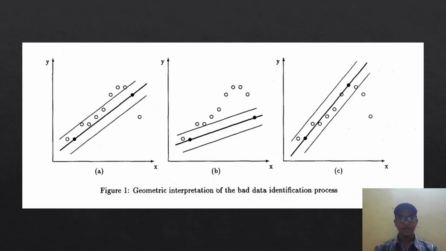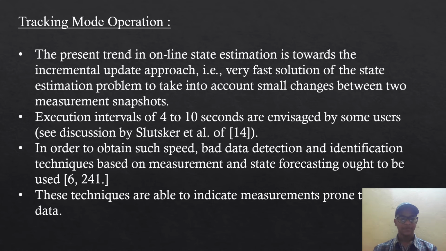And here is the geometric interpretation of the bad data identification process. Now we are going to discuss tracking mode operation.